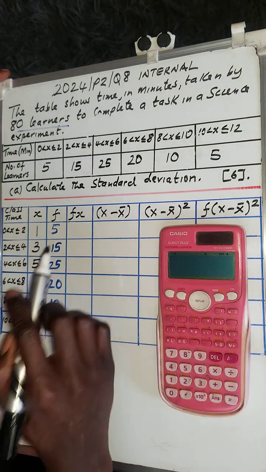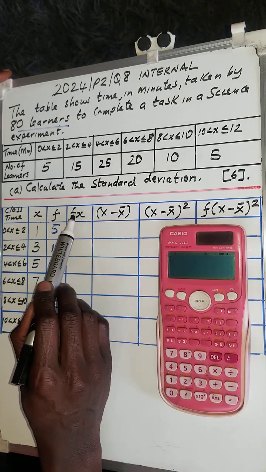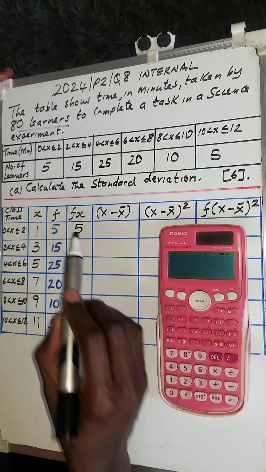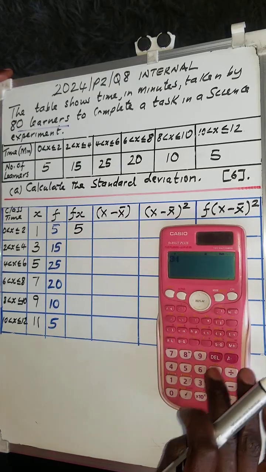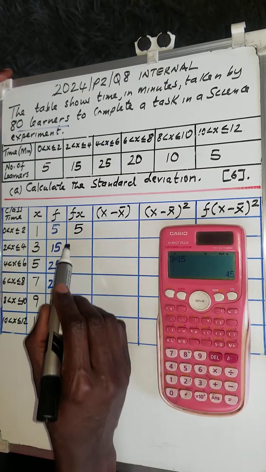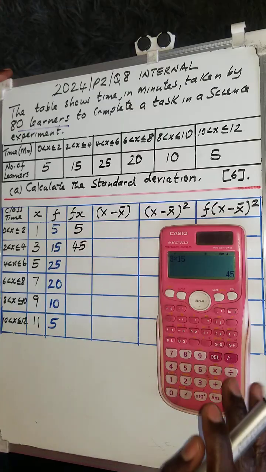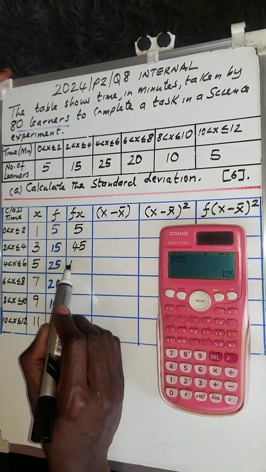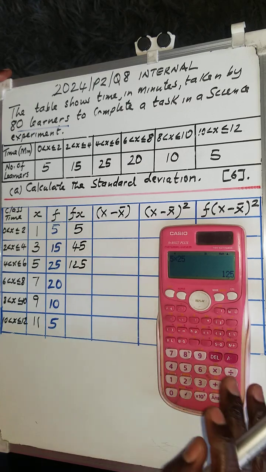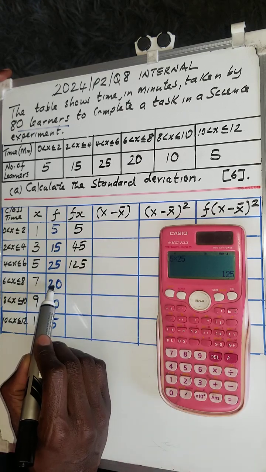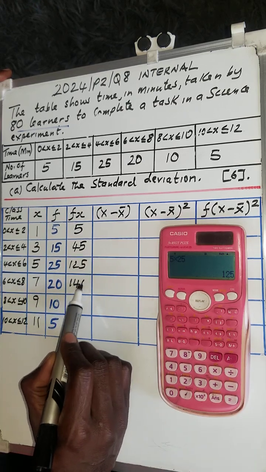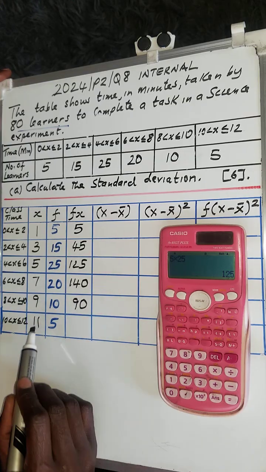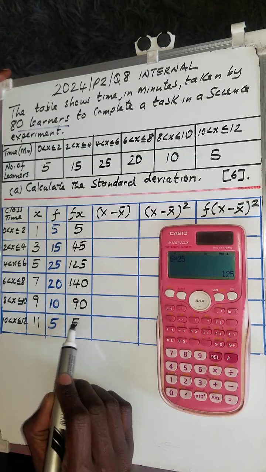So what do we need to do here? This is representing the product. You multiply f times x. 5 times 1 is simply going to give you a 5, and 15 multiplied by 3 will give you 45, and 25 multiplied by 5 will give you 125, and 20 times 7 will give us 140, 10 times 9 will give you 90, and 5 times 11 will give you 55.